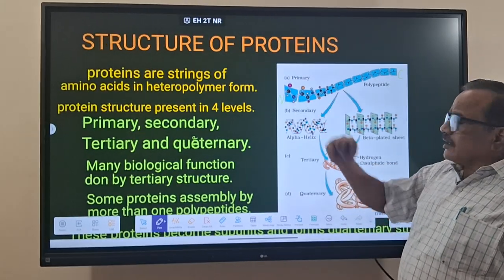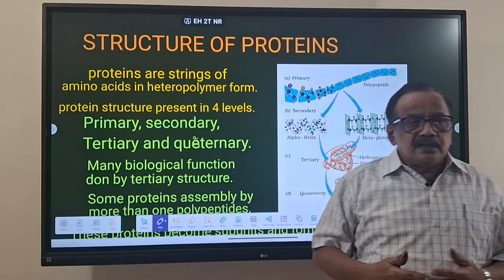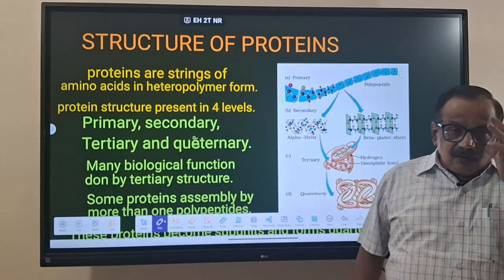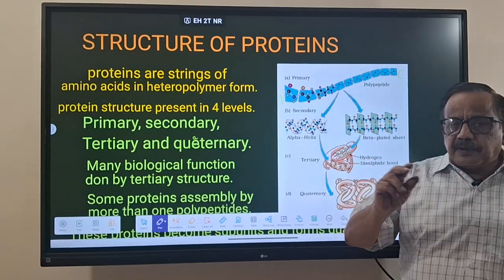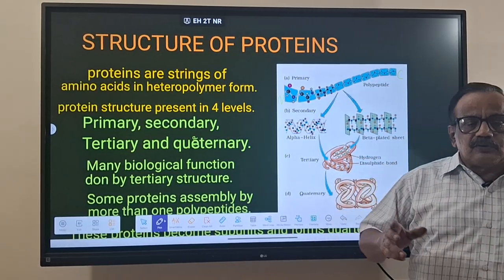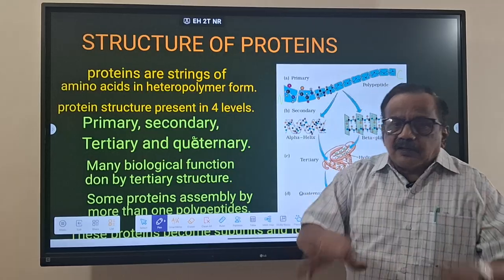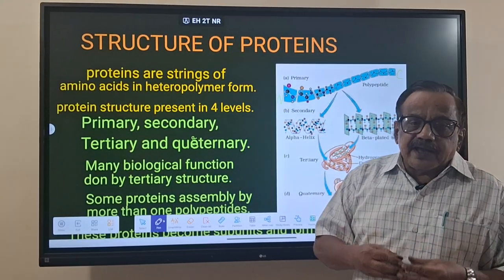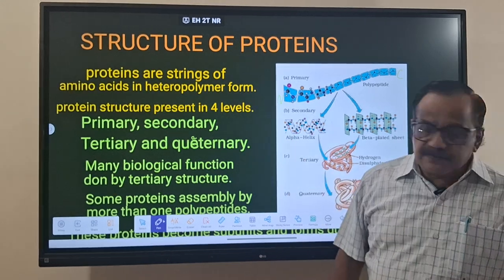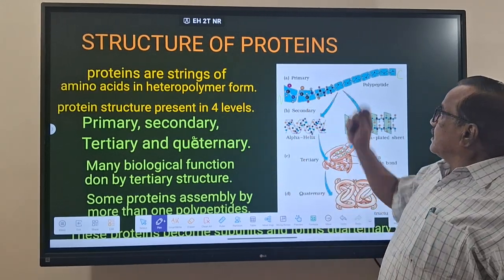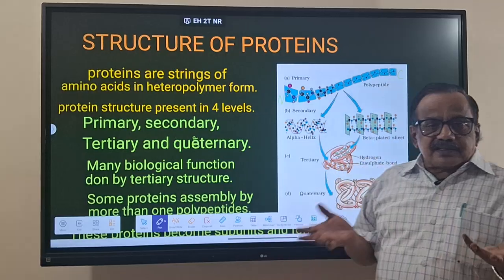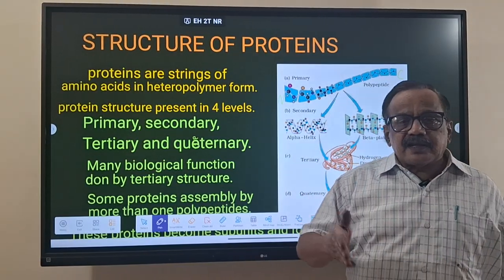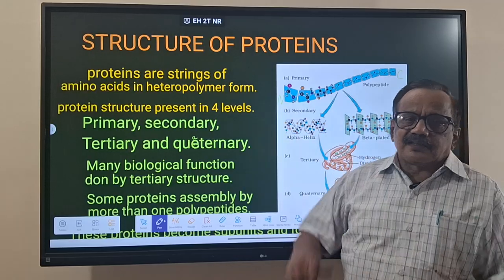The primary protein is a string, a fiber-like structure. All the amino acids are attached one to another in a particular manner and are bonded by peptide bonds. This is the peptide bond present in between. We can observe the primary as a string with the first amino acid, second amino acid, third amino acid.